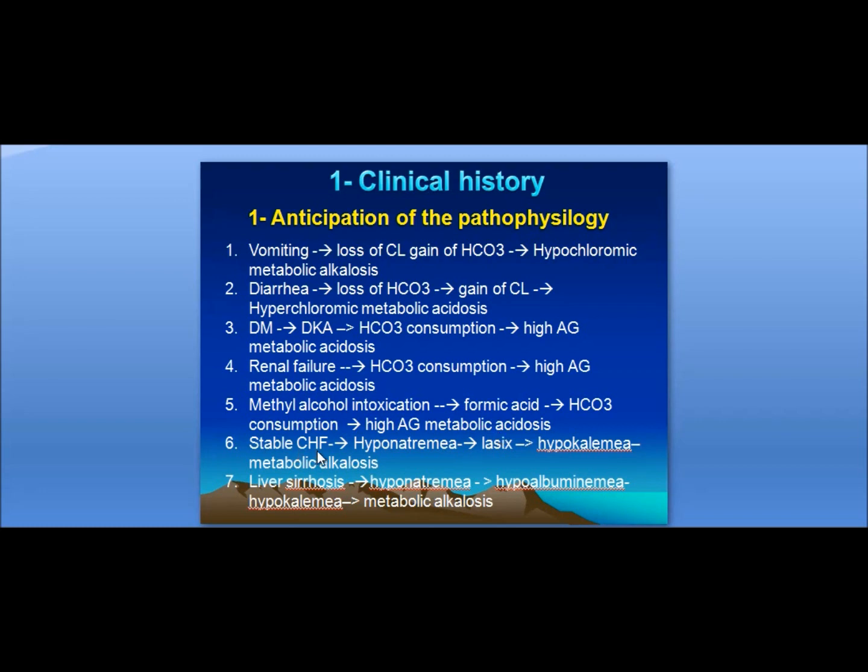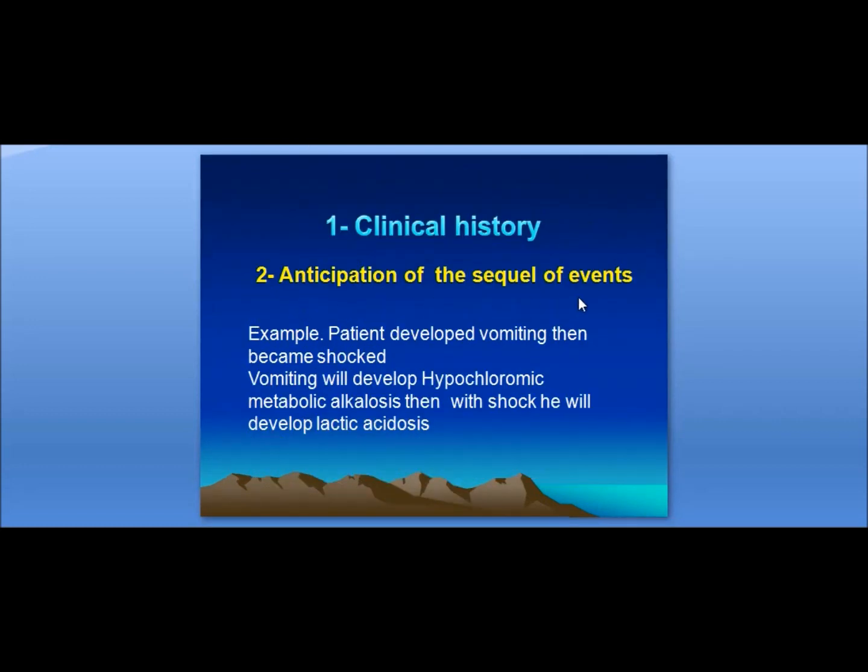In stable congestive heart failure, the patient will have hyponatremia, maybe on diuretics like furosemide, to develop hypokalemic metabolic alkalosis. A liver cirrhosis patient will have hyponatremia, hypoalbuminemia, hypokalemia, and develop metabolic alkalosis. Anticipation of the sequelae of events, like what? If the patient develops vomiting, then becomes shocked, vomiting will develop hypochloremic metabolic alkalosis, then shock will develop high anion gap metabolic acidosis.